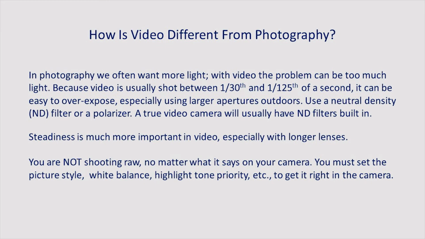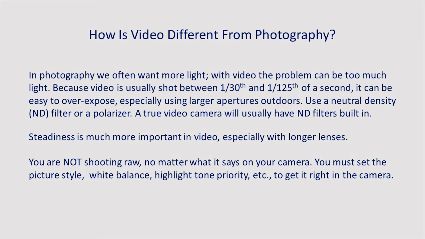How is photography different from video? If you've been studying photography, most of what you know will make you a better videographer, but there are some ways that shooting video is different. The first is that you often have too much light, especially outdoors. You may need to use a neutral density filter or polarizer to bring your aperture down to where you want it.